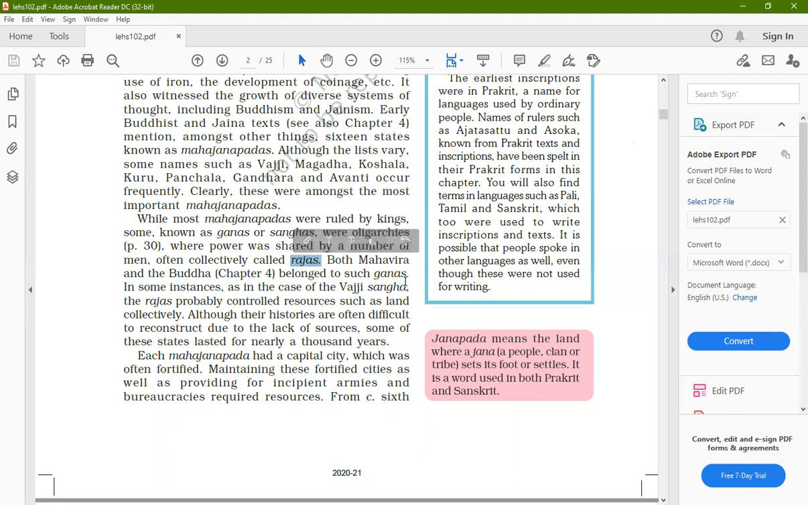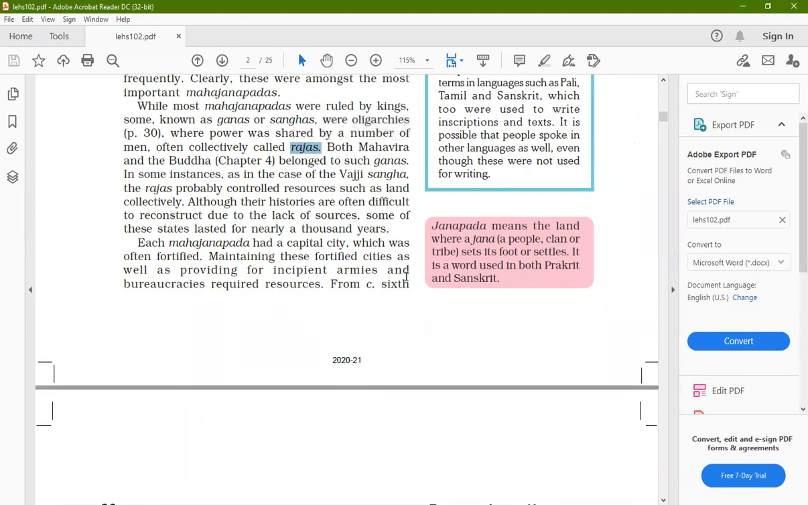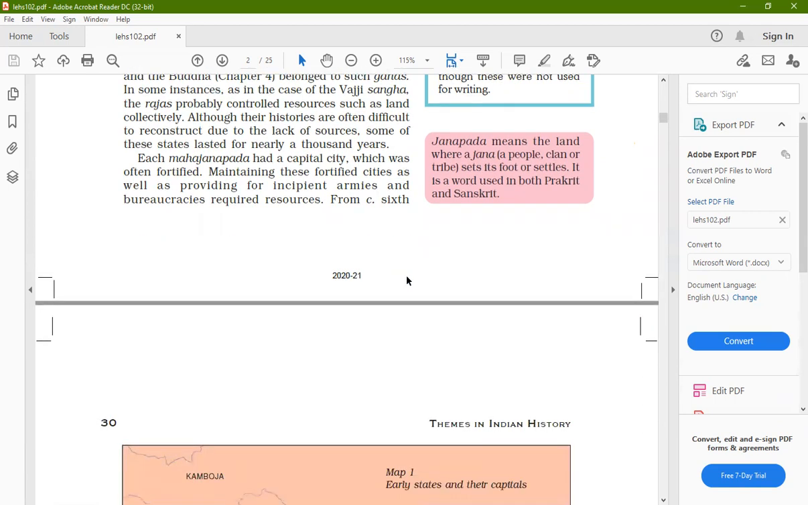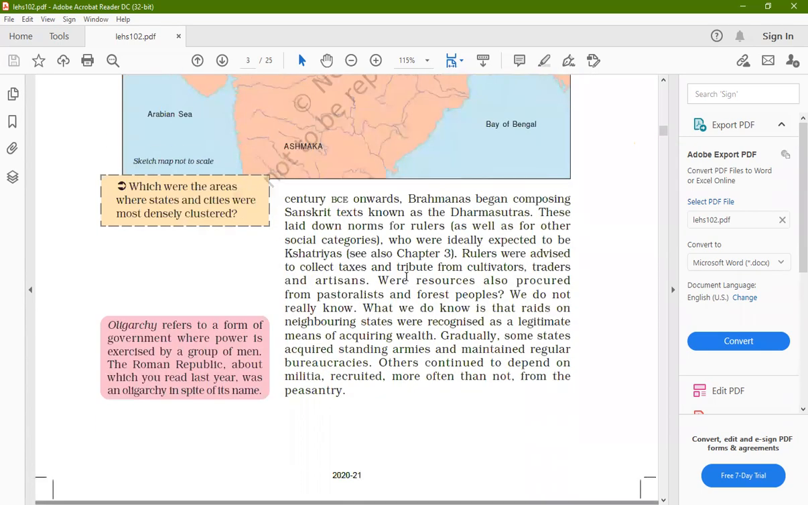Now, going forward, we have: name an important feature of inscriptions. It is also an important point. Here you may write that inscriptions are virtually permanent records, some of which carry dates. So what are inscriptions generally? They are permanent records, and some inscriptions are dated on the basis of paleography.